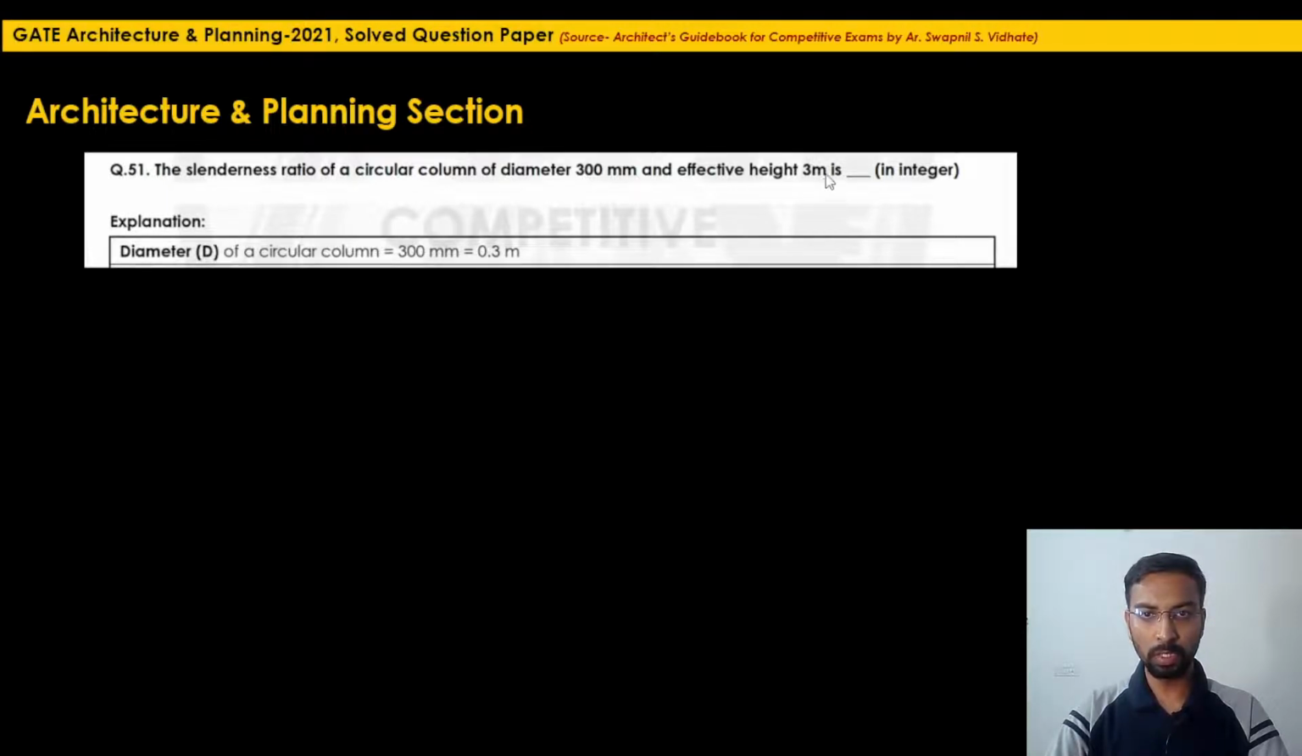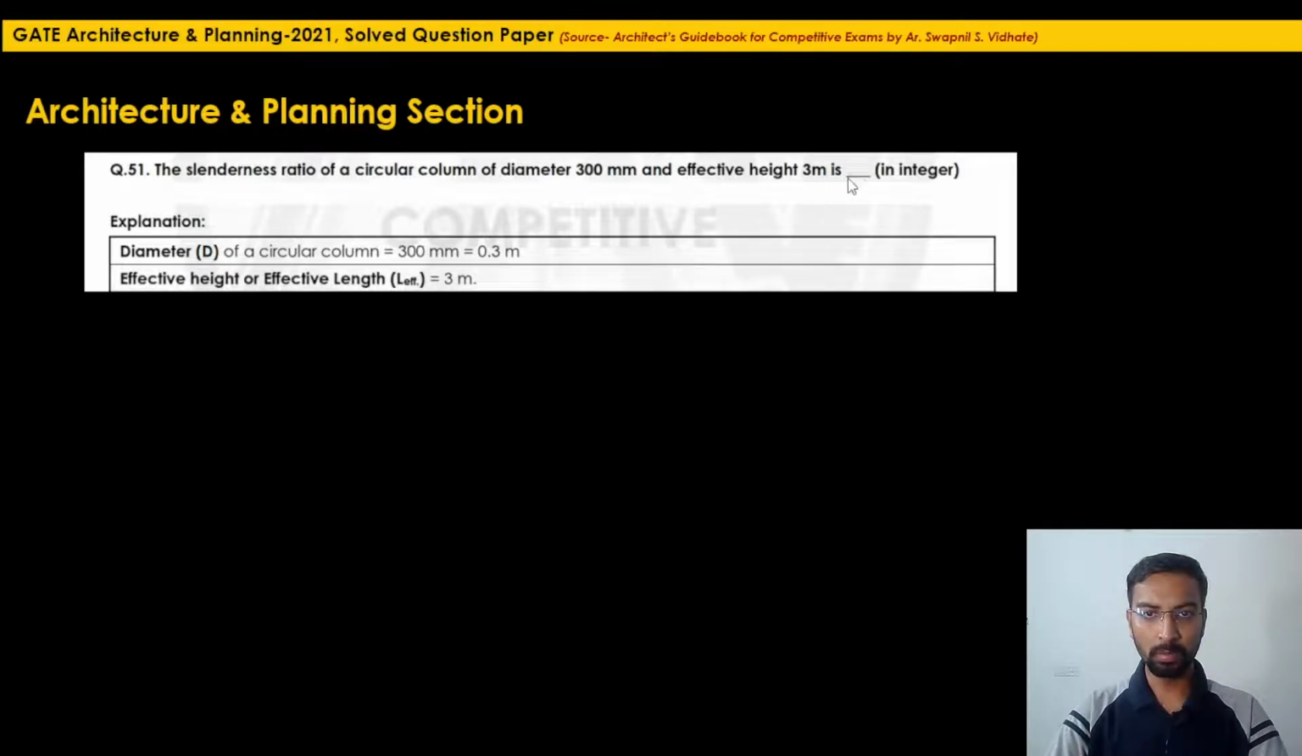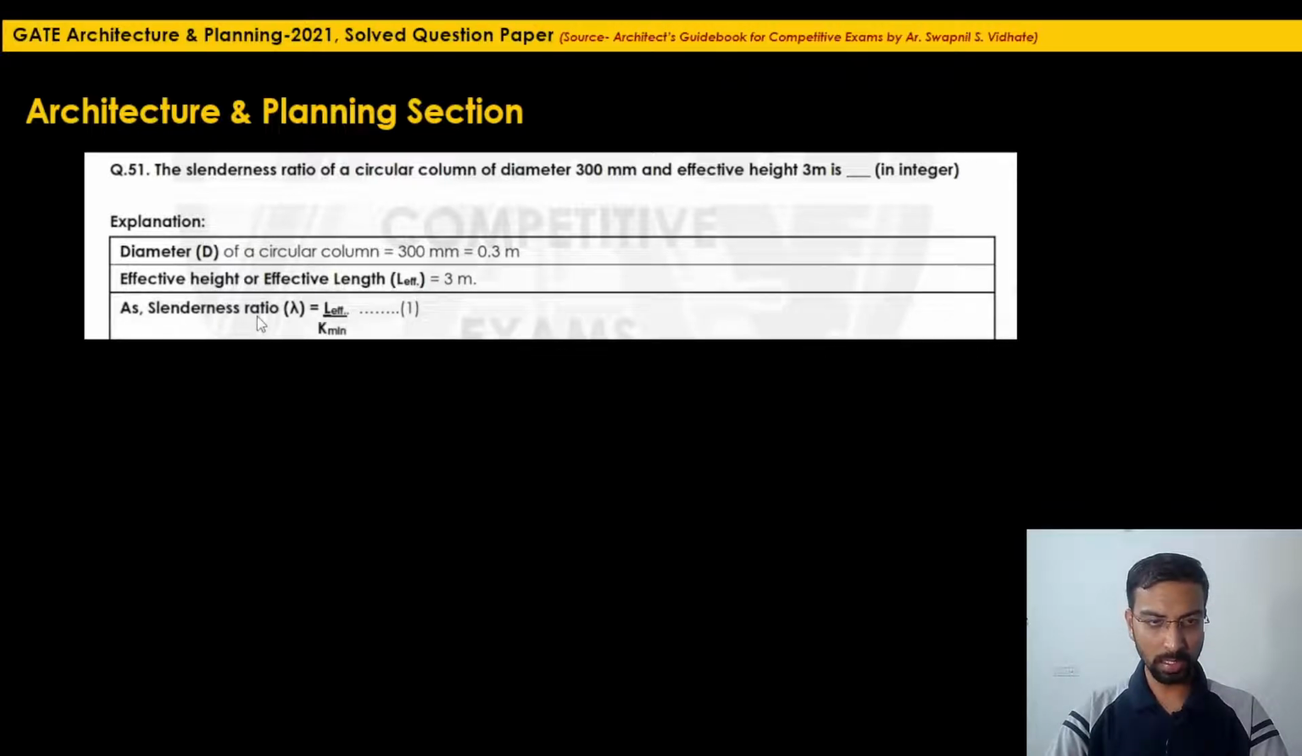So we will convert this into one single unit. So it will be 0.3 meter. This 300 mm is 0.3 meter. Effective height, that is L effective, is 3 meter. Then we have to identify the formula for the slenderness ratio. So the slenderness ratio for a circular column, or for the column, is L effective upon K minimum. This is the formula. You can just write down this formula in your notes right now.